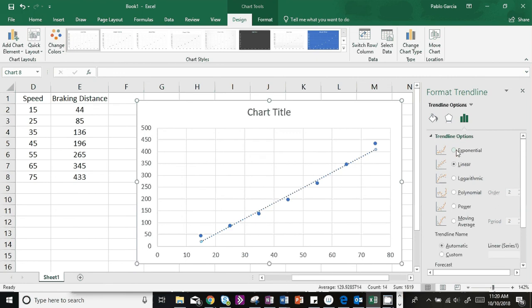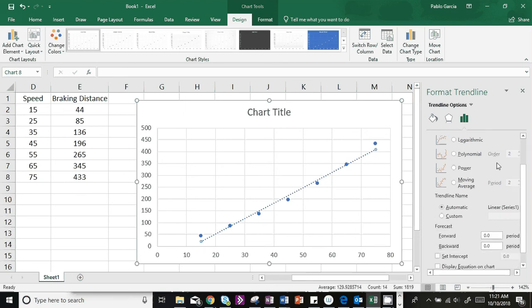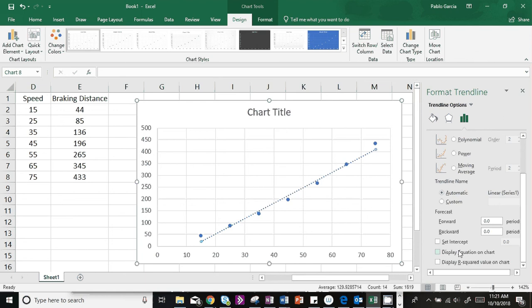Okay, so I can switch here to an exponential regression line. We'll be doing that very soon. And then we can also do a polynomial. We'll be doing that one as well. But what I really want to do now is come up with the equation of this regression line. So I'm going to keep it on linear, and I'm just going to scroll down, and here I can see display equation on chart. So I'm going to click that, and there's my equation.